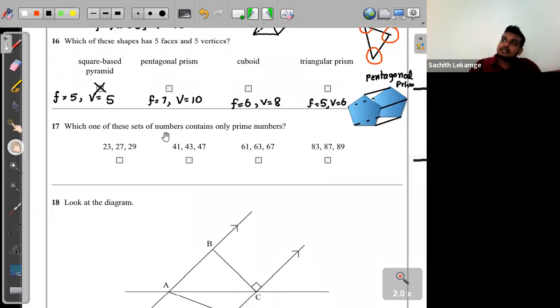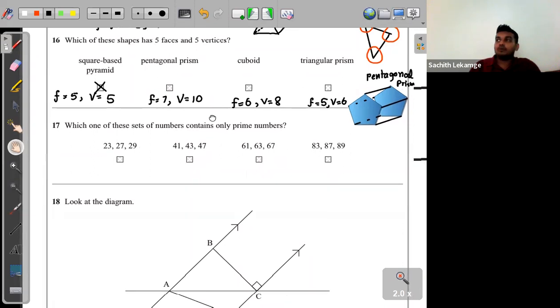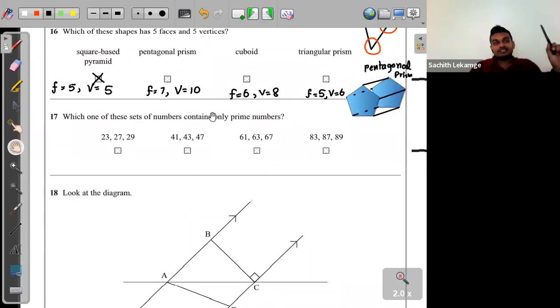Which one of these sets of numbers contains only prime numbers? Okay. I need to know, what are prime numbers? Put a definition, I need. Very good, that definition is perfectly correct. Numbers that can be divided by one or the number itself. That is the perfect definition. Basically, prime numbers have only two factors. Tell me a few examples, Mitu. A few examples of prime numbers.